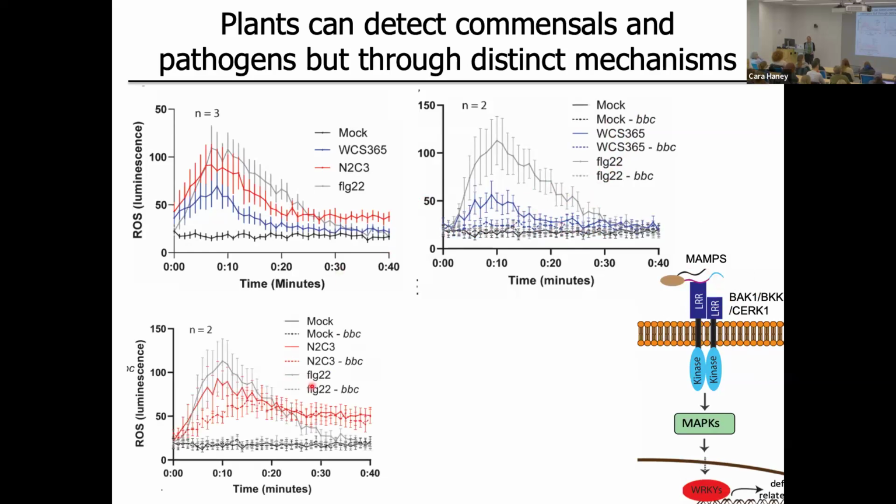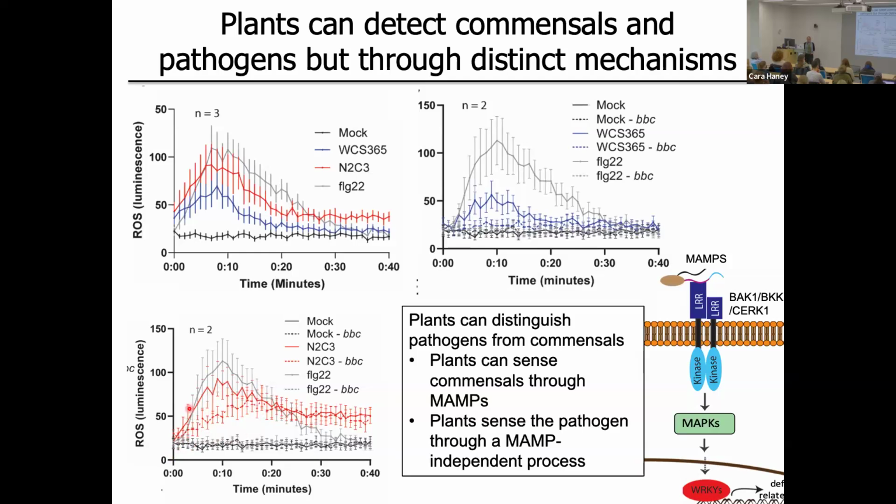If plants can't perceive those, they don't respond to the commensal. David tried the same assay with our pathogen. So now, same assay, pathogen shown in red. Pathogen induces a strong immune response, and then the pathogen on the mutant that can't sense MAMPs has a consistent reduction in the immune response, but it's still present. And so we think that part of this immune response is because of sensing of microbe-associated molecular patterns like flagellin, but that there's a MAMP-independent response to the pathogen as well. And so this suggests that plants can distinguish pathogens from commensals, and that they're sensing commensals through MAMPs, and they're sensing the pathogen through a second MAMP-independent process.